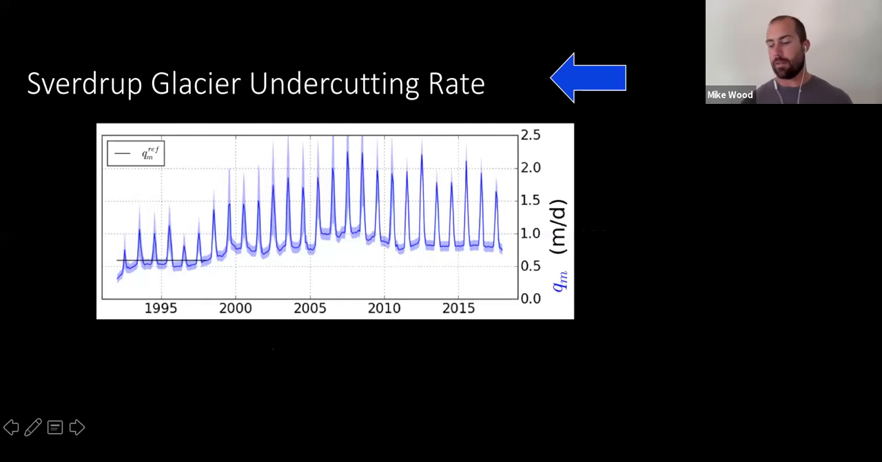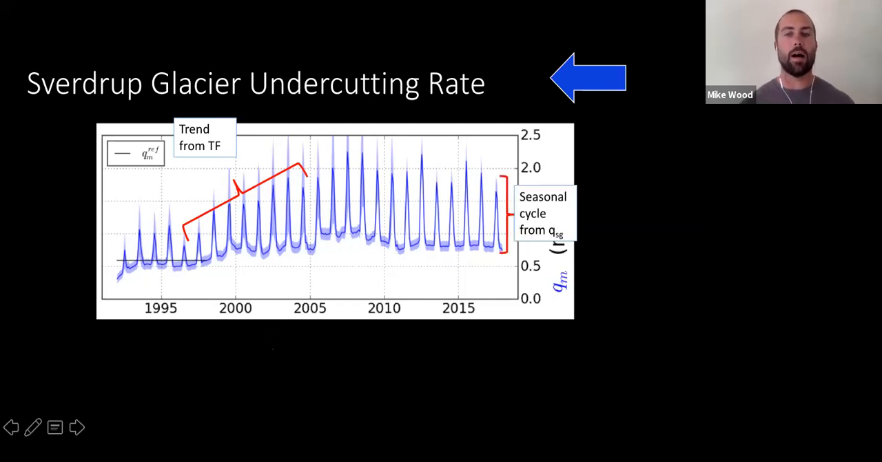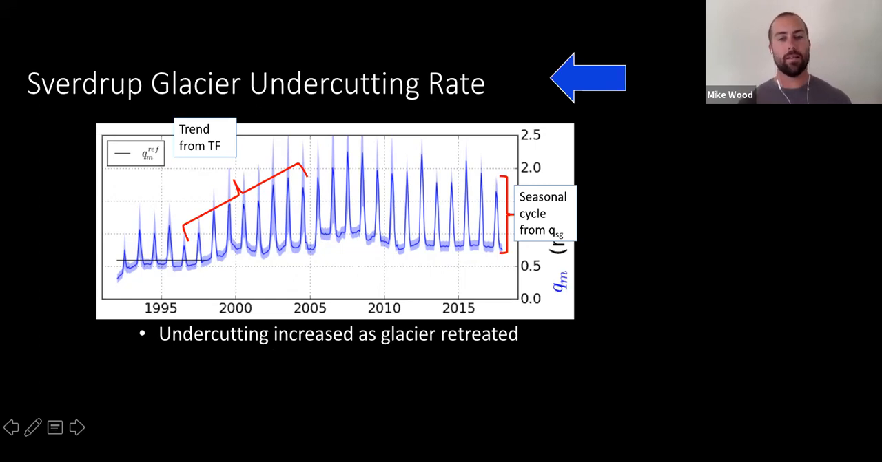So if we look at the time series of undercutting through time, what we see for Sverdrup is that there was fairly low undercutting in the 90s. We saw an increase in the undercutting rate through the 2000s, and that was because we saw an increase in the ocean temperature. And of course, we see this annual cycle in undercutting, which is the result of large amounts of runoff during the summertime and lower subglacial discharge during the wintertime. So what we see here really is that undercutting is increasing as this glacier is retreating.